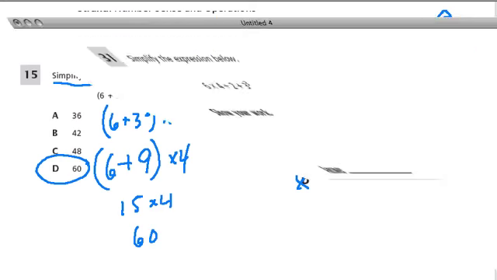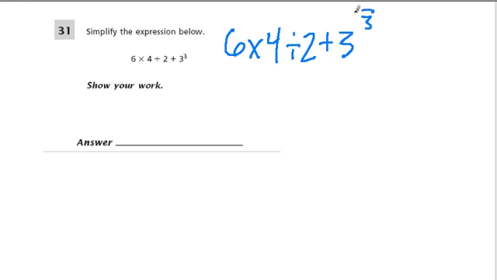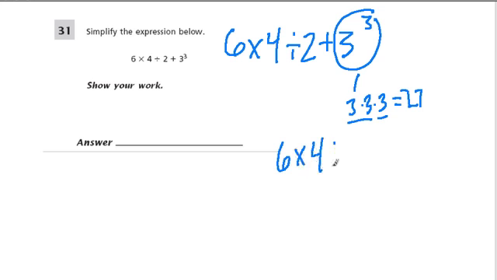And I think that helps me a little bit, especially with problems like this, where it says, show your work for simplifying this expression. So we have 6 times 4 divided by 2 plus 3 to the third power. What do we do? Well, exponents come first. 3 to the third. What does that mean? That means 3 times 3 times 3. And what's that? Well, 3 times 3 is 9, times another 3 is 27. Oops, 27. So I'm going to rewrite this equation as 6 times 4 divided by 2 plus 27.